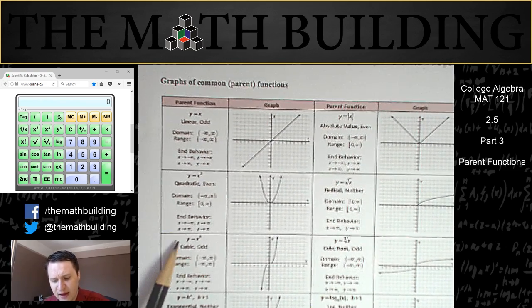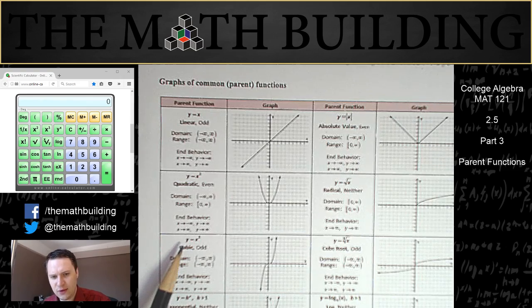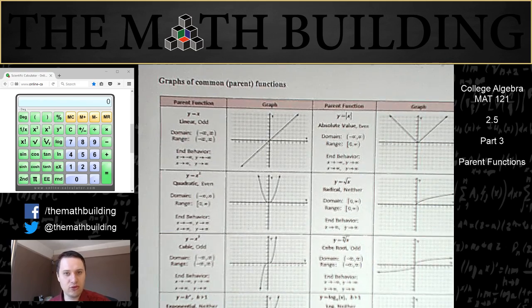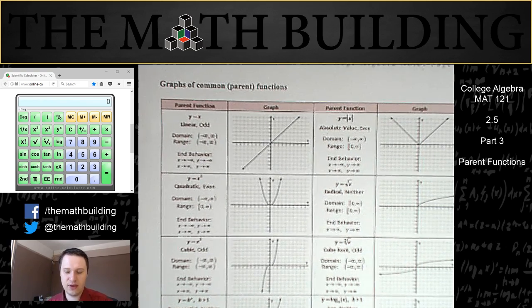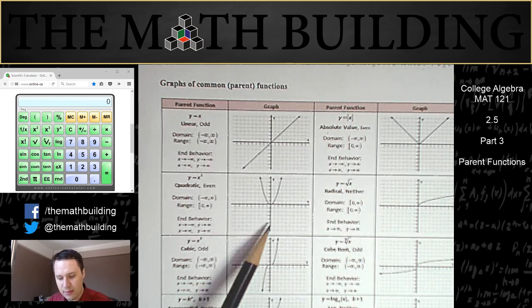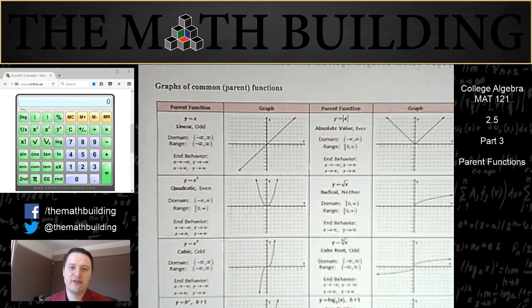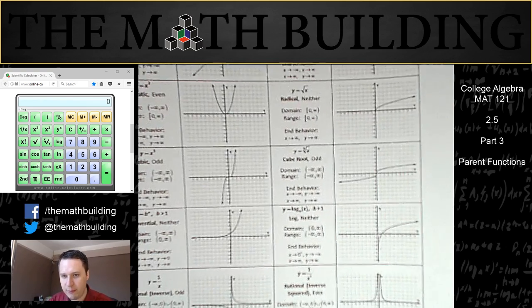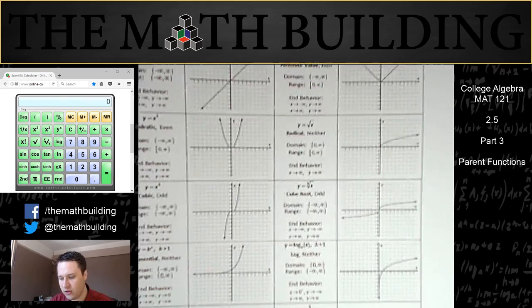Remember that if I ever give you an equation and you can't remember what it is or what it looks like, just plug in some points. Plug in 0, 1, 2, 3, or -1, -2, -3, and see what the graph does. And you'll be able to connect the dots and get the rough outline of the sketch of the graph. So make sure you study this page. This page is very important. We'll be talking about a lot of these functions in detail.